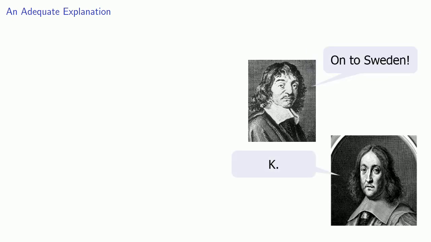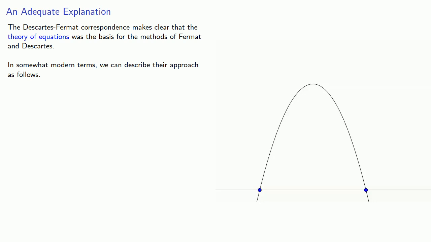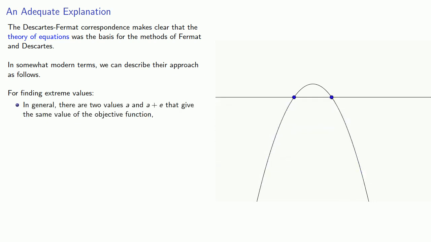And in the aftermath of this, several things became clear. The Descartes-Fermat correspondence makes clear that the theory of equations was the basis for both the methods of Fermat and Descartes. In somewhat modernized terms, we can describe their basic approach as follows. For finding extreme values, in general, there are two values, a and a plus e, that give the same value of the objective function. We might view this as the fact that a horizontal line will cross the objective function at two points near an extreme value.